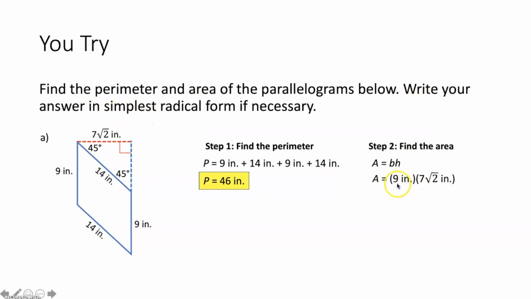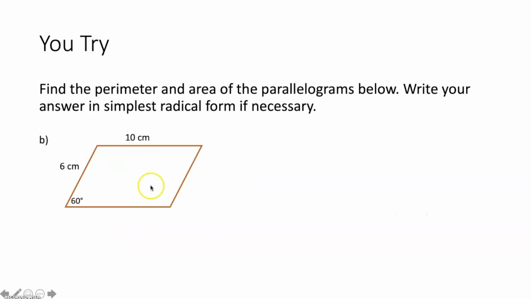So we're just going to take the 9, multiply it by the 7, and then tack on that rad 2, and say that our area of this parallelogram is 63 rad 2 inches squared, or square inches. Part B, doing the same thing.